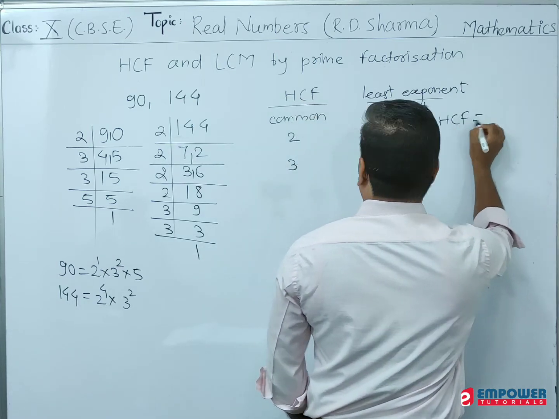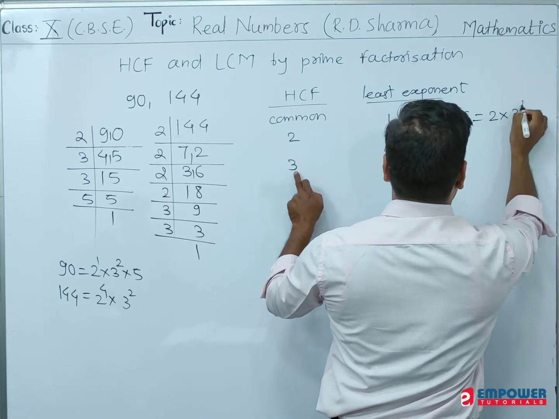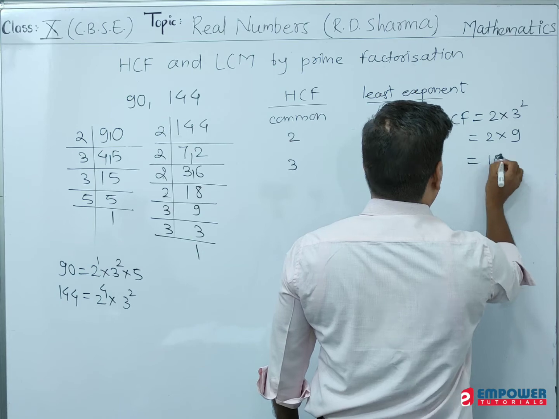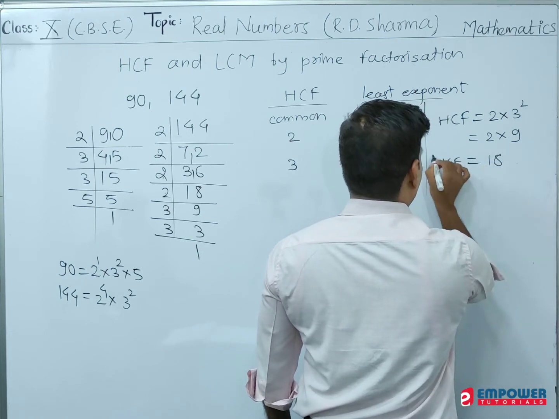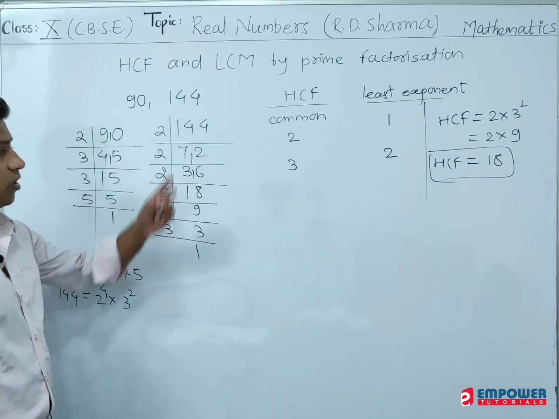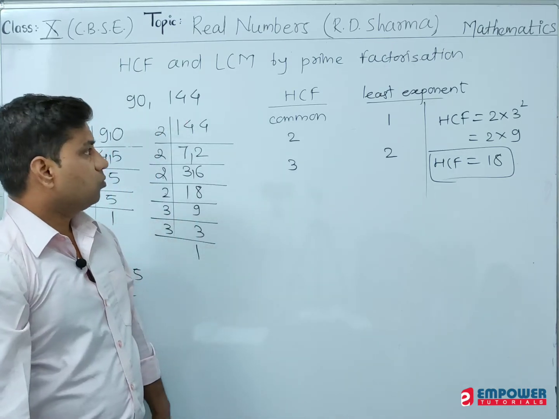So for finding HCF, we will take the product of 2 into 1 into 3 square. So it is 2 into 3 square, which is 9, and 9 2s are 18. So this is the HCF. The HCF of 90 and 144 is 18.